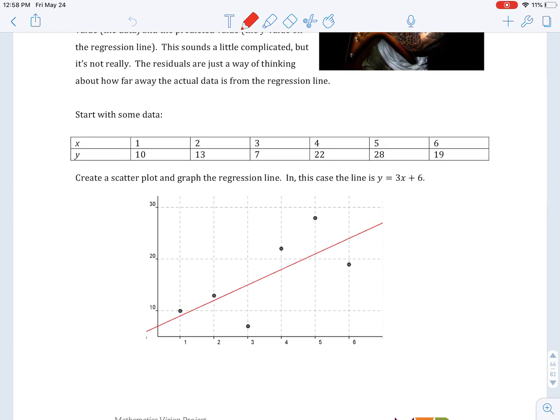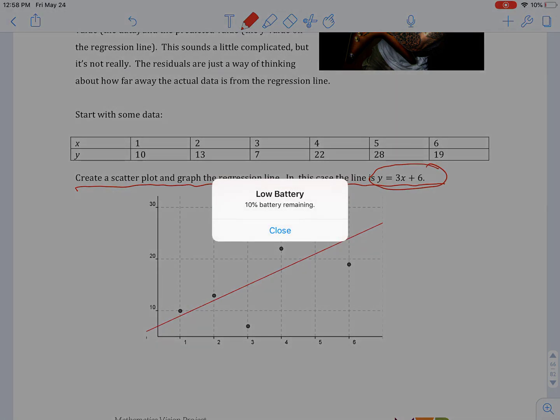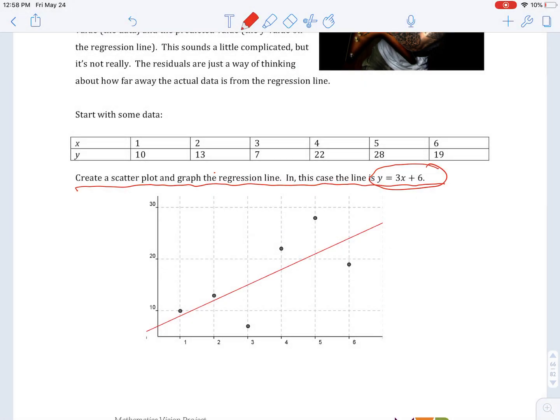So let's start with some data and create a scatter plot and graph the regression line that's been done for us. And in this case, the regression line is y is equal to 3x plus 6. Remember, the regression line is calculated for you either in the instructions, like on this problem, or in Desmos. When you grab 2 points and calculate the slope and the y-intercept, that's just you writing an equation for the line. So if it says write an equation for the line, you use those skills. If it says regression line, use a computer or the instructions.